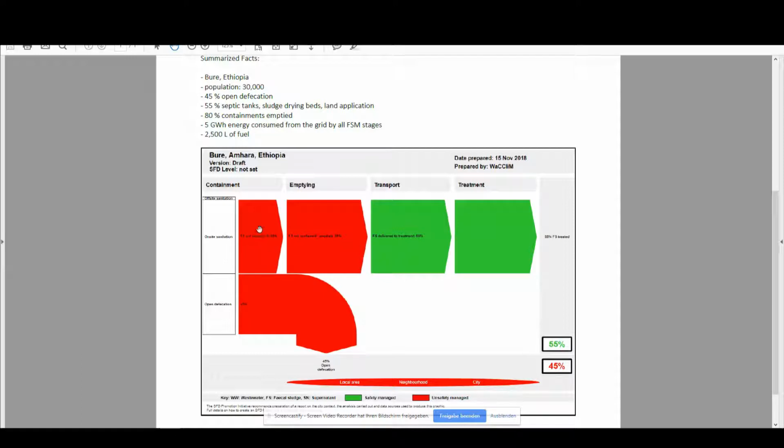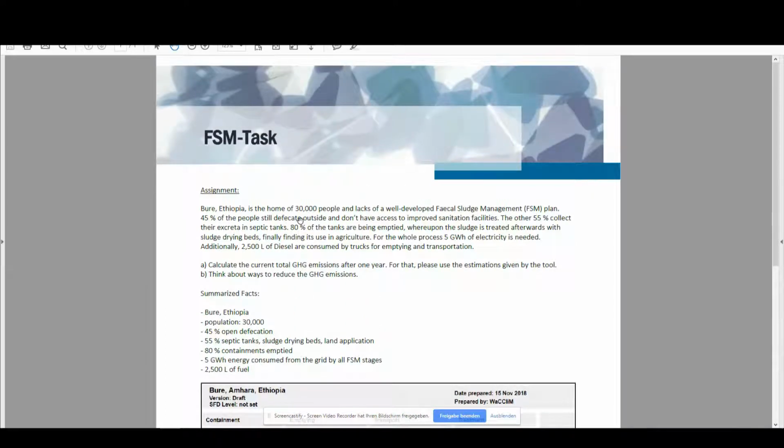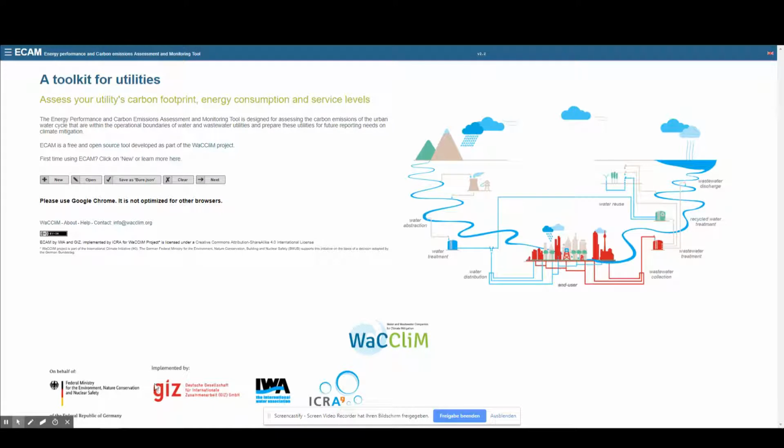And here we can see a sheet flow diagram which shows the difference between on-site sanitation and open defecation by the population. So there's 45% of the population which is not connected to any kind of treatment or containment system and basically has open defecation outside. But there are 55% of the population where the sludge being produced at the household level is going to be treated. So let's go to the page of ECAM.